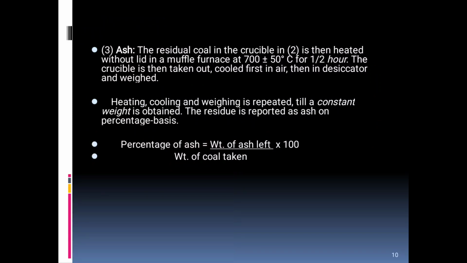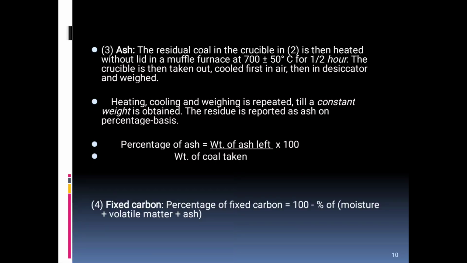Then ash content determination. For this determination, the residual coal in the crucible is heated without lid in a muffle furnace at 700 plus or minus 50 degrees Celsius for half an hour. The crucible is taken out, cooled first in air and then in a desiccator and then weighed. Heating, cooling and weighing is repeated till a constant weight is obtained. The residue is reported as ash on percentage basis. Percentage of ash is equal to weight of ash left divided by weight of coal taken into 100.